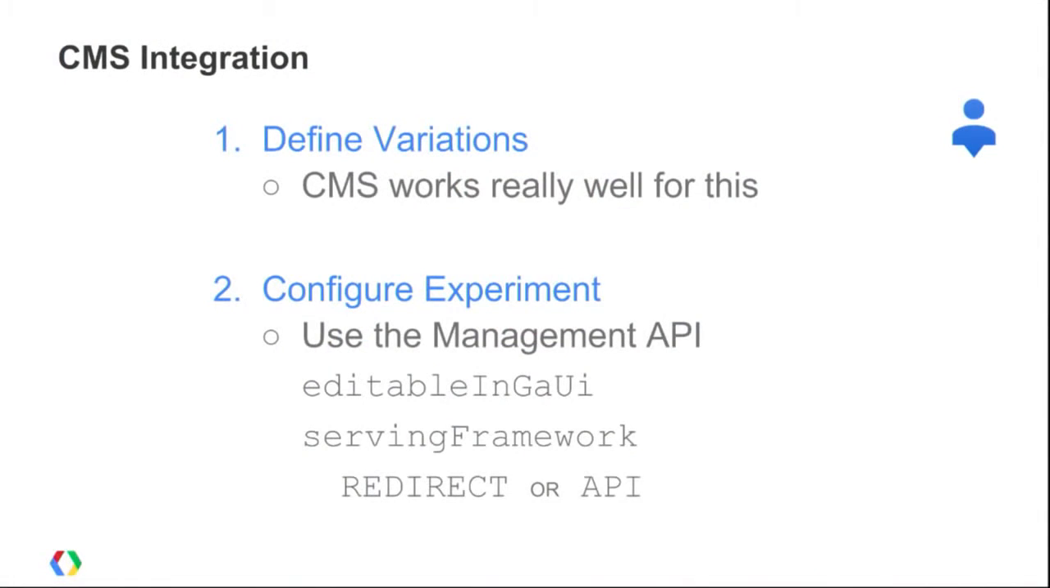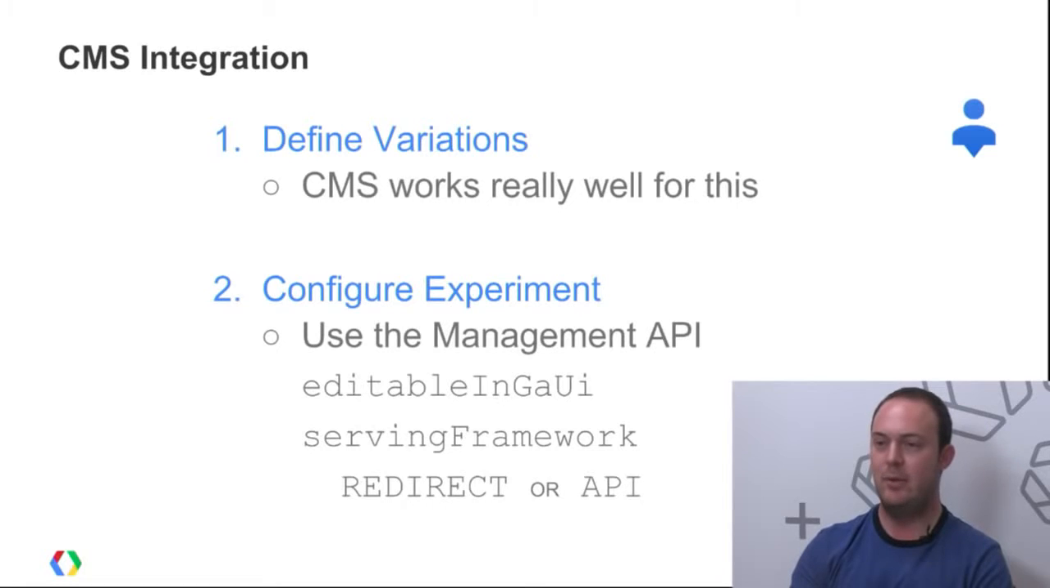And then you need to configure the experiment. This can all be done through the API. So you can imagine you would create the variations in the interface of the content management system. At that time, it would ask you if you want to run an experiment. And then you would use the management API to create that experiment in Google Analytics.